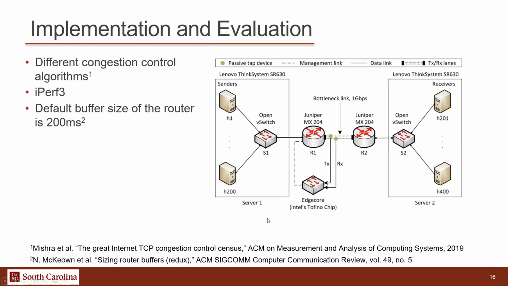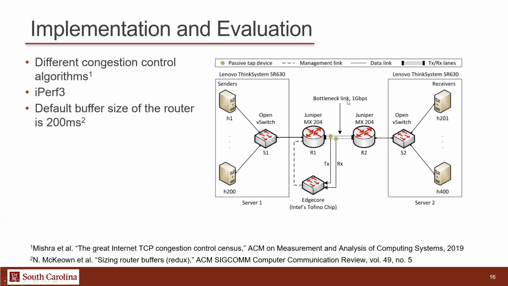For the implementation, we have this topology. We have 200 senders and 200 receivers. We bridge them through a Novi S switch. And we use the Juniper MX204 as the router on the bottleneck because it has the capability of dynamically changing the buffer size.